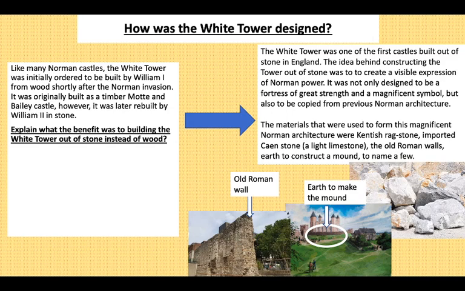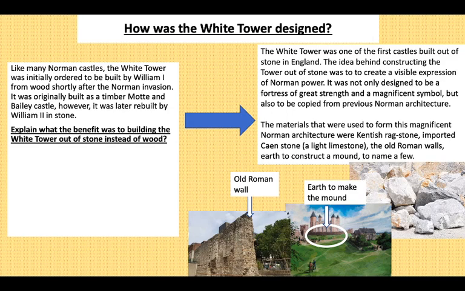So the White Tower was actually one of the first castles to be built out of stone in England. The idea behind constructing the tower out of stone was to create a visible expression of Norman power. It was not only designed to be a fortress of great strength and a magnificent symbol, but it was also to be copied from previous Norman architecture. So back in Normandy, the White Tower actually mirrored these types of structures in Normandy.